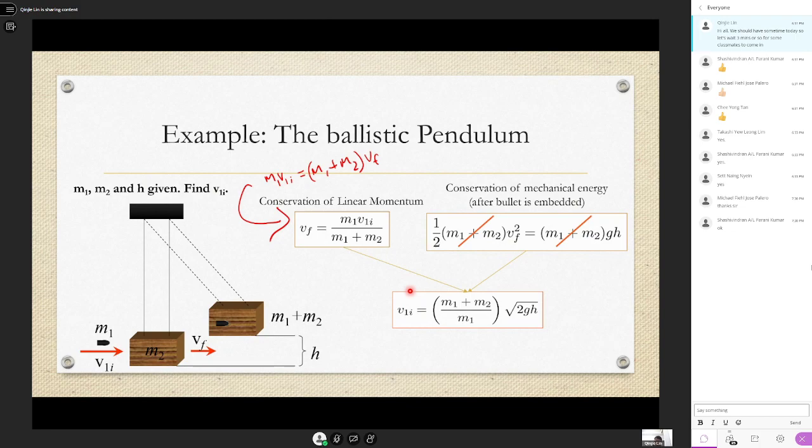Of course, this question has no numbers. That's why everything is still in letters.